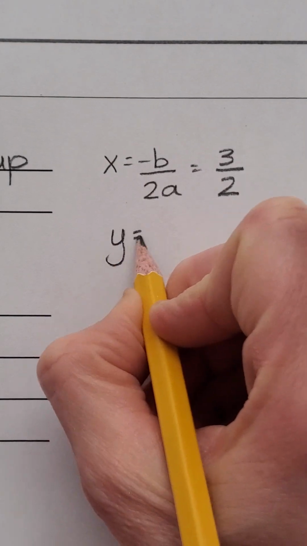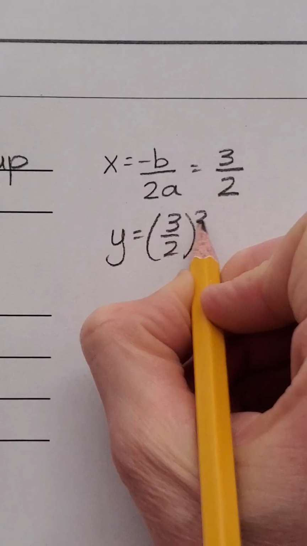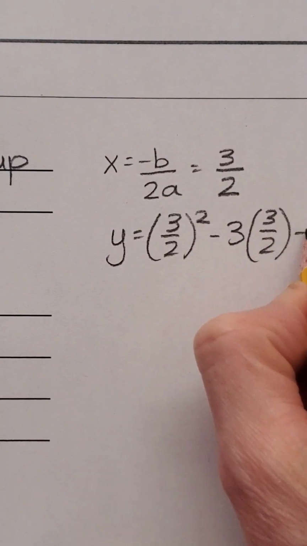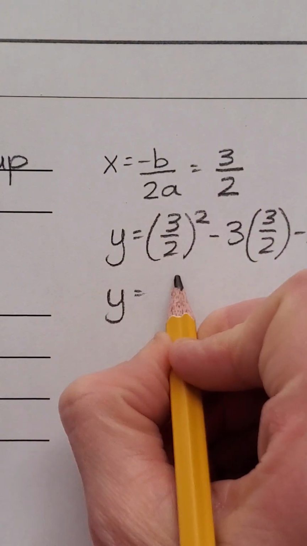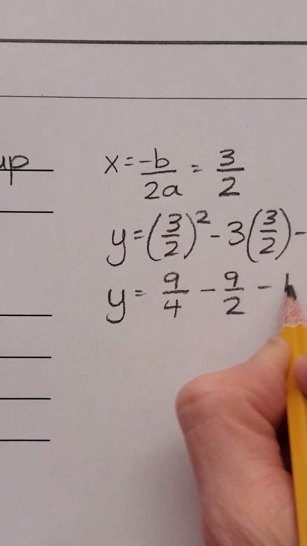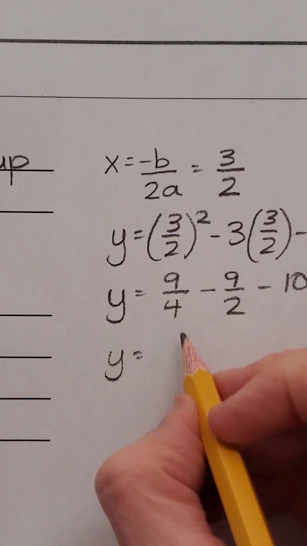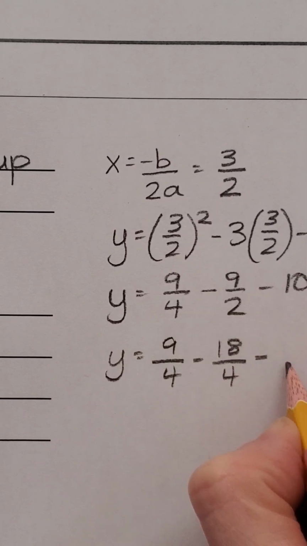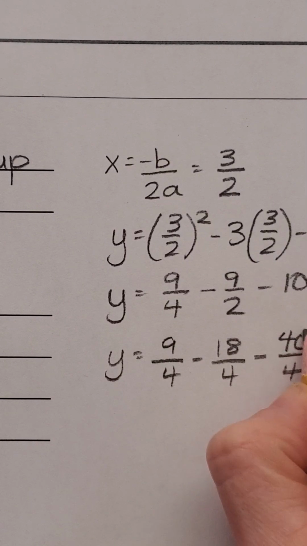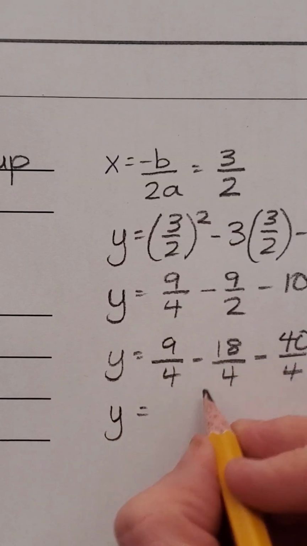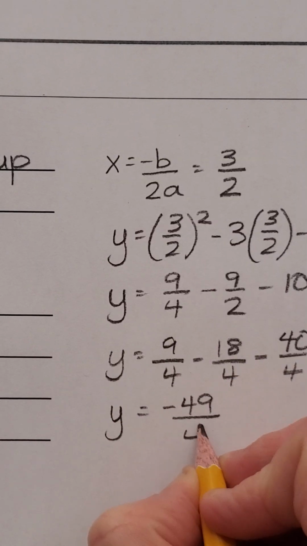So now we're going to have to go 3 over 2 squared. I'm plugging in that x value back into the equation to determine our y value. 9 over 4 minus 9 over 2 minus 10. So we're going to need a common denominator here. 18 over 4 minus 40 over 4. So we've got 9 minus 18 minus 40, equals negative 49 over 4.